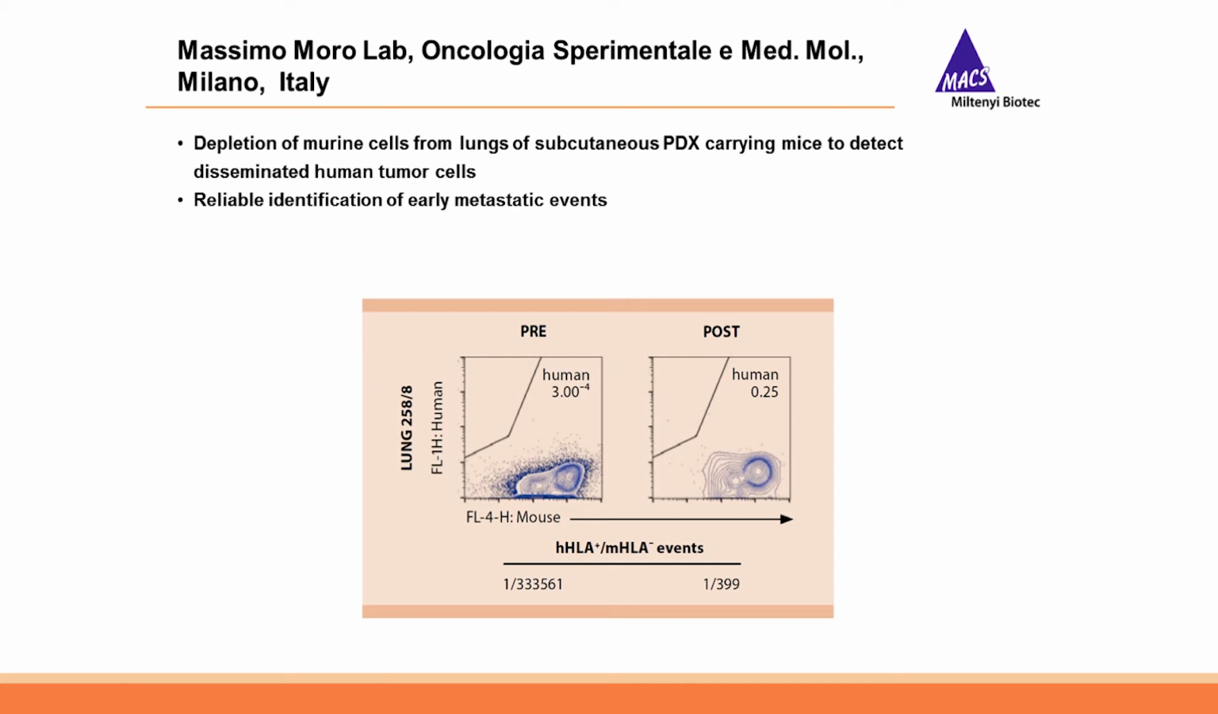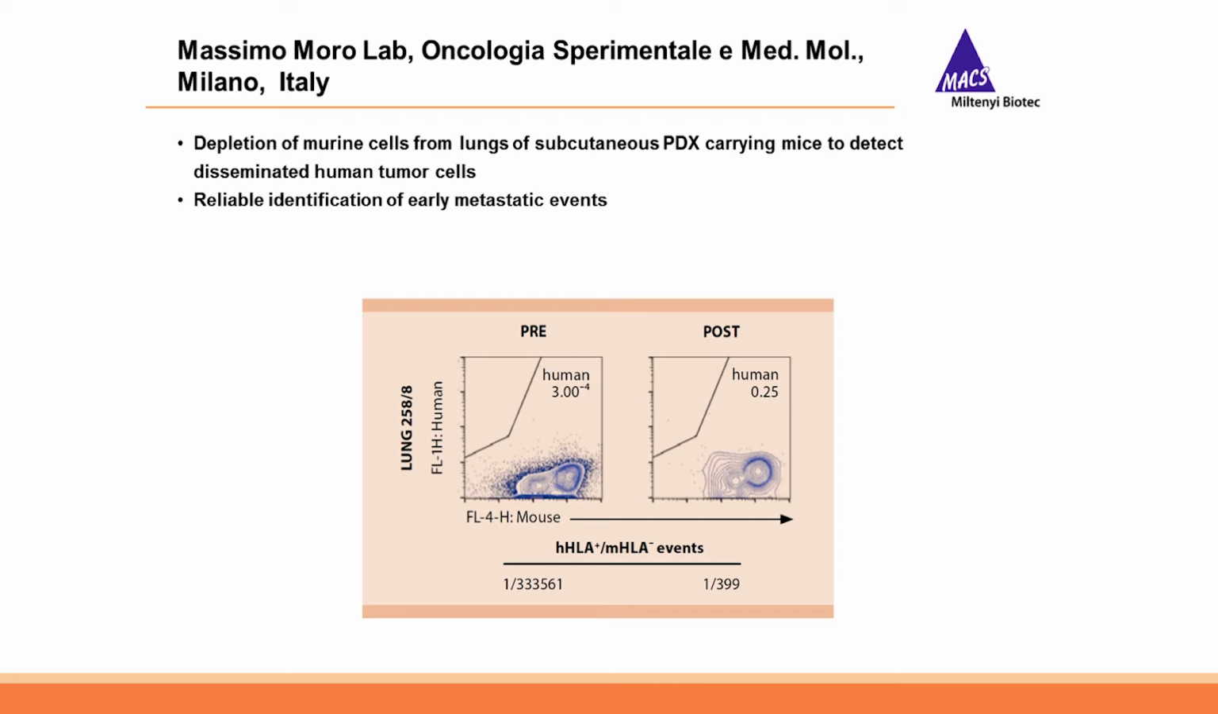And next to, of course, doing that on pure tumor tissue, you can also look for circulating tumor cells or disseminated tumor cells. And this is just one example data of the Massimo Moro lab from Italy, which are looking into disseminated tumor cells. So they set a xenograft in an animal, and then after a couple of weeks, they look for human disseminated cells in the lung for metastatic spread.